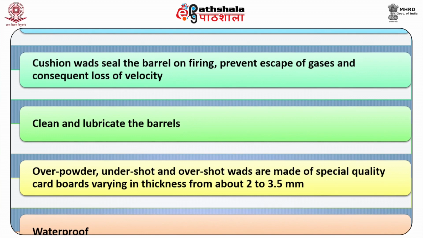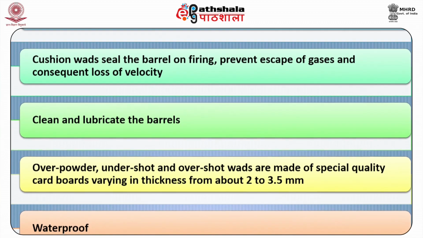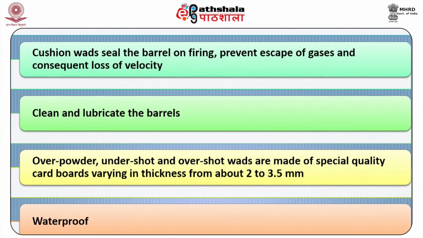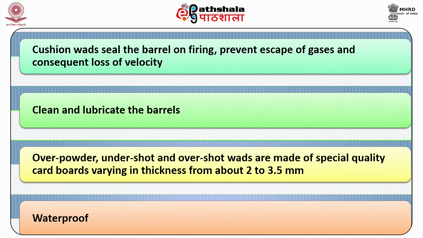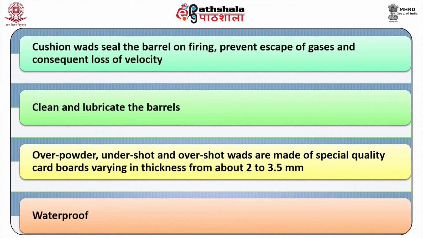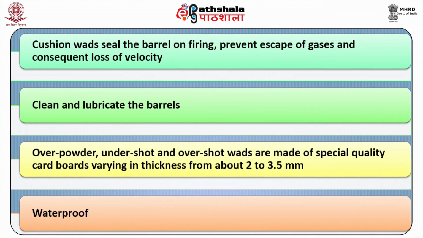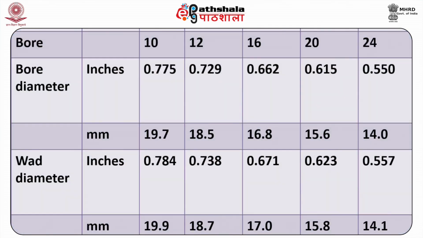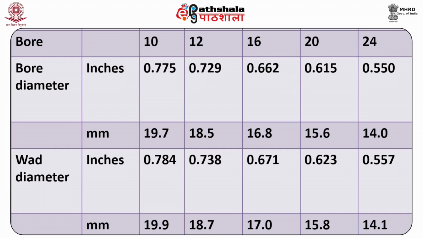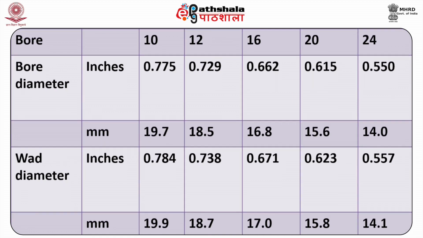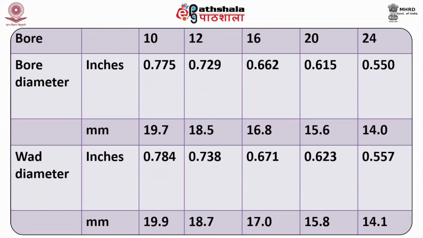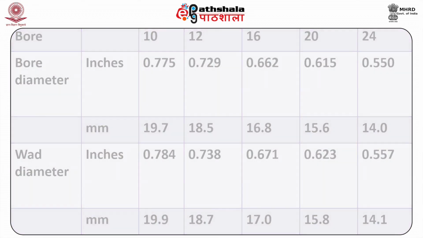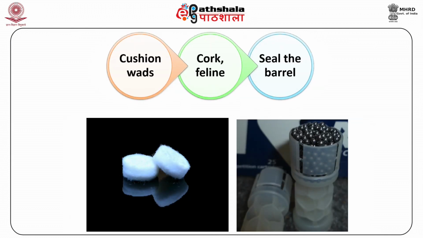Overpowder, undershot, and overshot wads are made up of special quality cardboards varying in thickness from 2 to 3.5 mm. They are waterproof. They are slightly larger than the bore of the firearm for which they are intended. We have given a table which shows the wad diameter of various shotgun ammunition, bore diameter in inches, and wad diameter in inches.